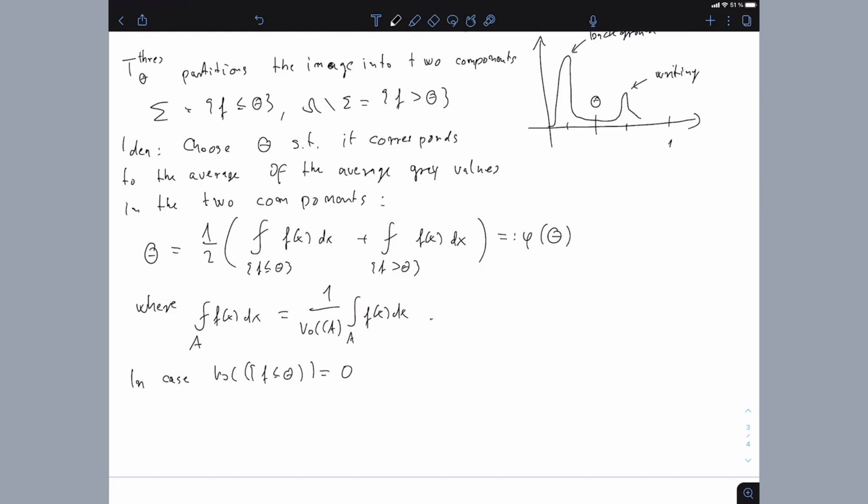So if the volume of the set where f is smaller than theta is 0, or the volume of the set where f is bigger than theta is 0, we just consider phi of theta to be theta.